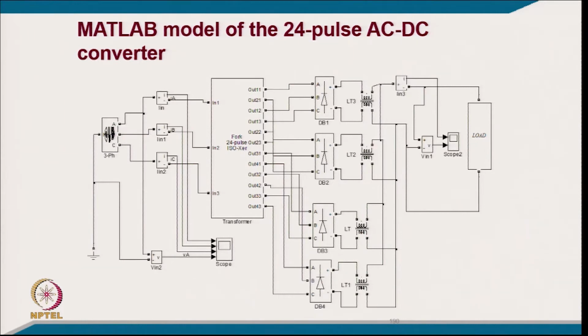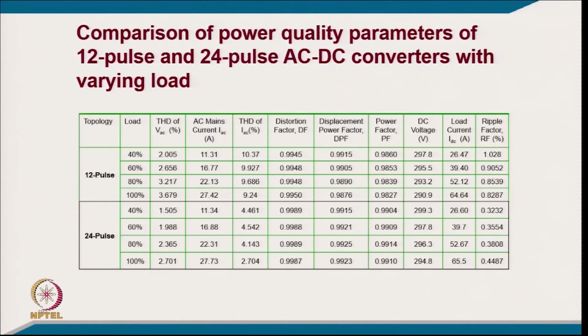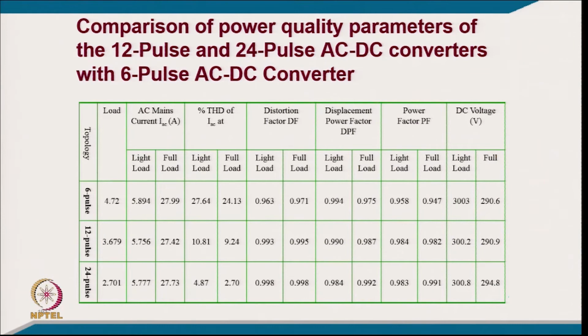So, this is typically the MATLAB model of the transformer, and these are the performance results for 24 pulse. You can see the THD of a typical 12 pulse at light load, ideally it should be 15% if no leakage reactance is there, but it is reduced from 15 to 9.2%. And in 24 pulse we expect 7.5, but because of leakage, at full load it goes to 2.7% or so. That is typically a comparison of 6 pulse, then 12 pulse, and how the THD goes from 24% to 9.2%, and then to the order of 2.7%.